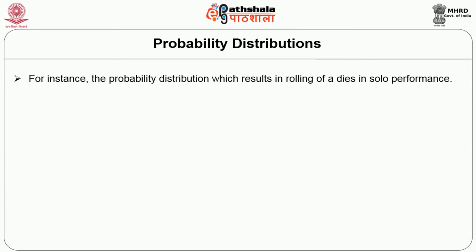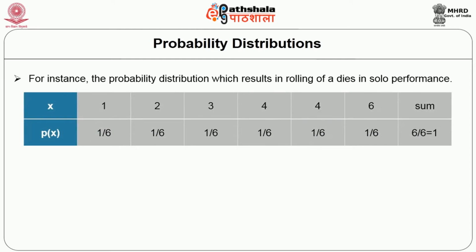This can be well explained with a suitable example. For instance, the probability distribution which results from rolling a single die. Look at Table 1. It shows clearly how a single fair die is represented. A die has 6 different outcomes, and the probability of X is 1/6 for each. So the sum of probabilities is 6/6, which results in 1. The probability of a positive occurrence is 1 and of a negative occurrence is 0.